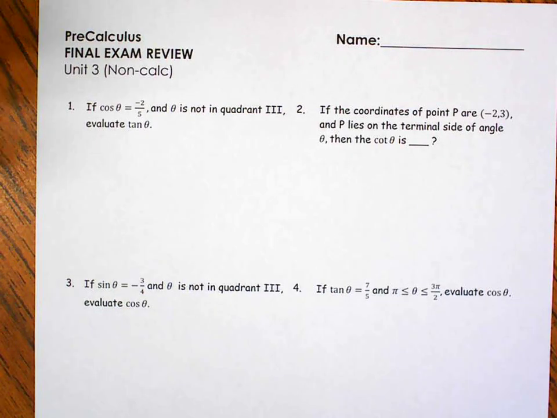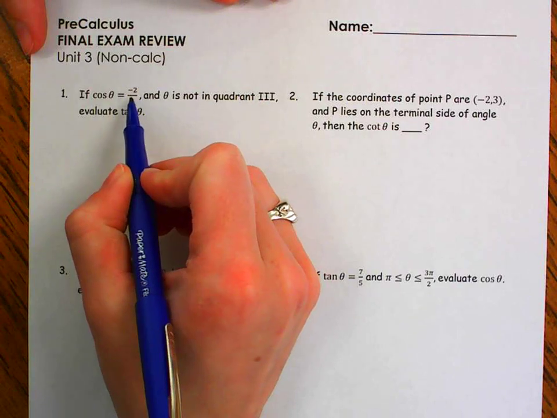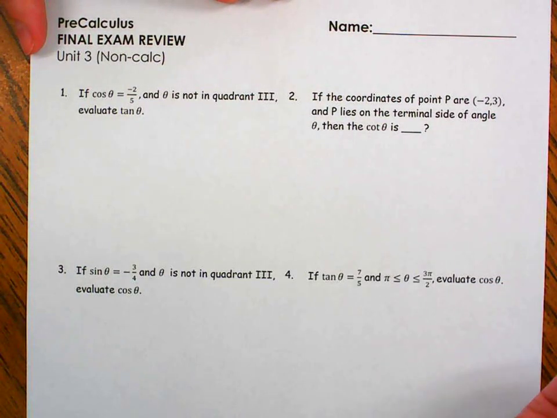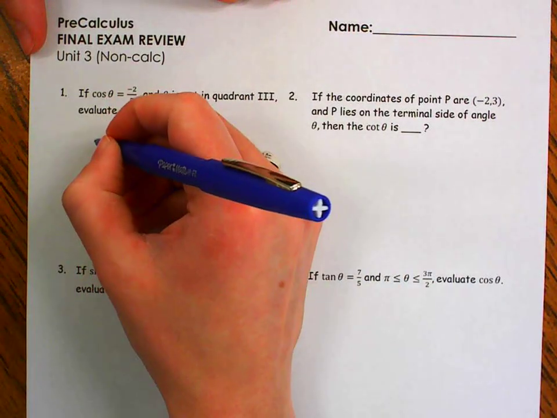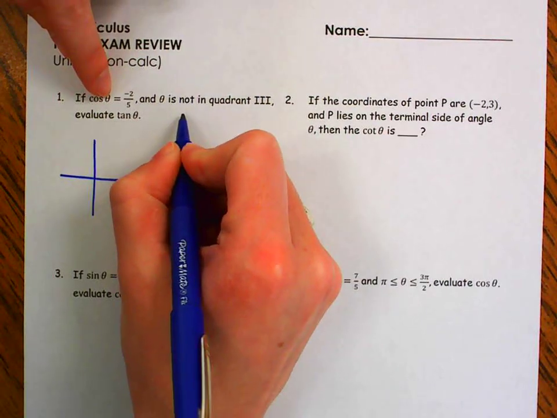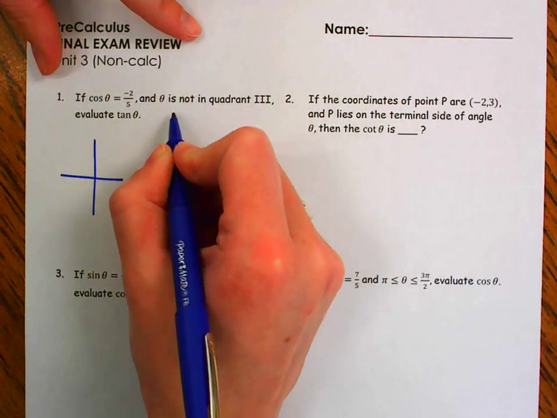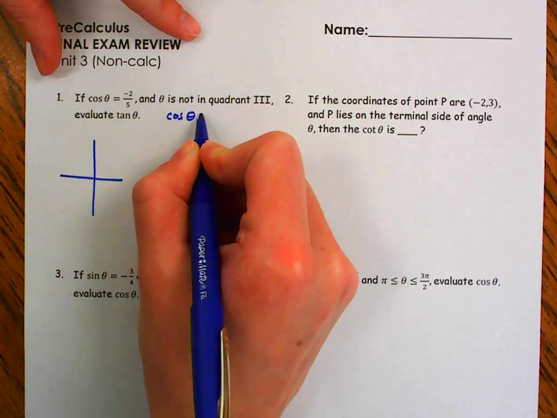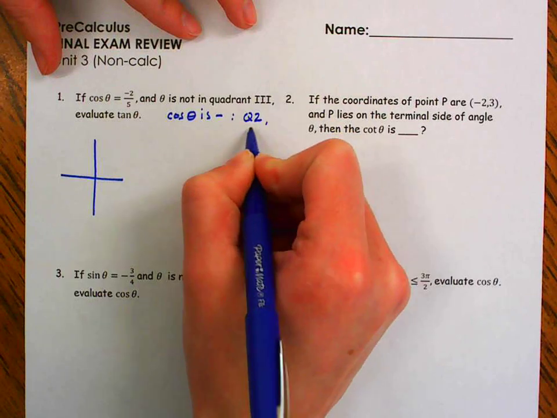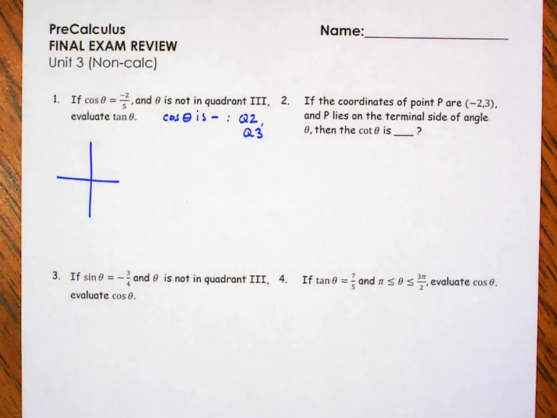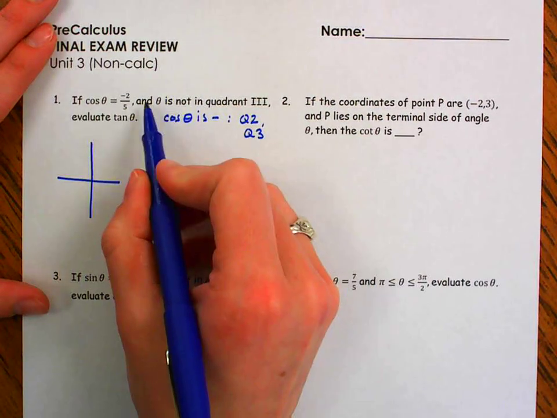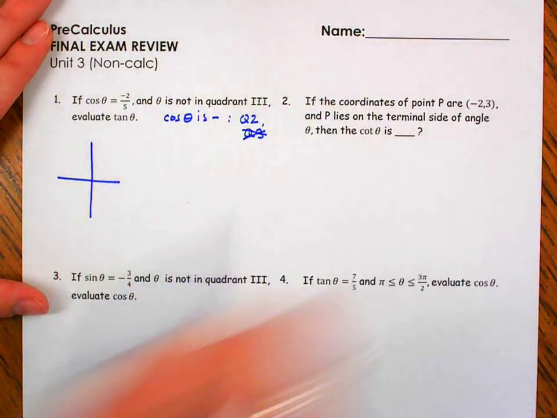It says if cosine of theta equals -2/5 and theta is not in quadrant 3, evaluate tangent of theta. Well, the first thing I want to do is draw a picture, and I need to identify what quadrant I'm in. So you'll notice that we have that cosine is negative, which means I can be in either quadrant 2 or quadrant 3. If I do, All Students Take Calculus, cosine's positive in 1 and 4, so it's negative in 2 and 3. But it says that theta is not in quadrant 3, so that means I have to be in quadrant 2.